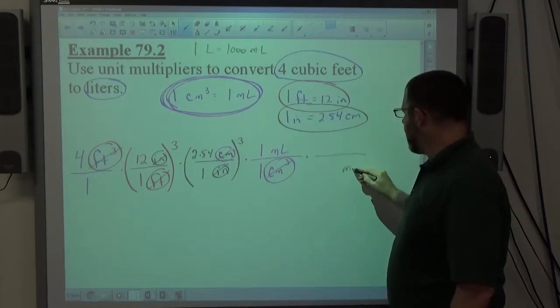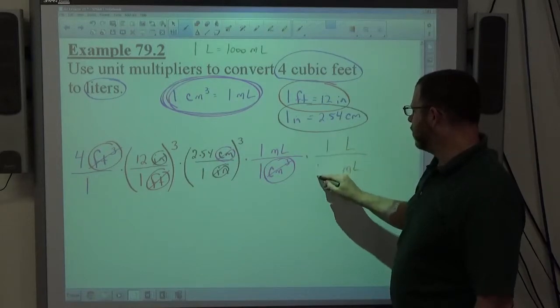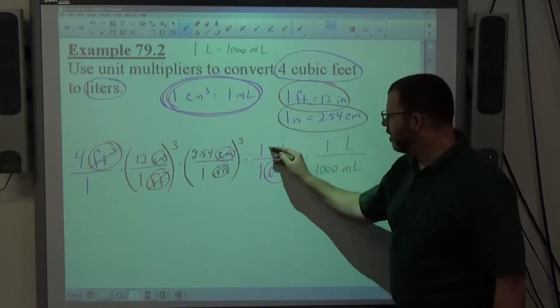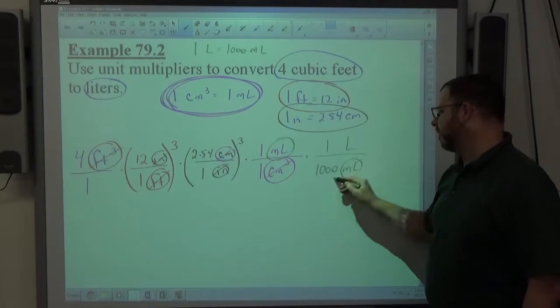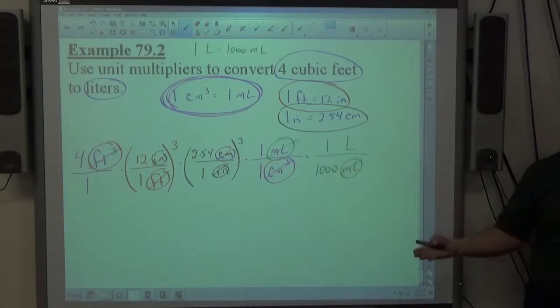I'll put milliliters on bottom for cancellation purposes, liters on top. 1 of these equals 1,000 of these. This unit matches this unit exactly, so notice no cubing is necessary. So again, be careful. There's cubing and not cubing within these problems. You have to be careful that you cube what you need to and don't cube what you don't need to.